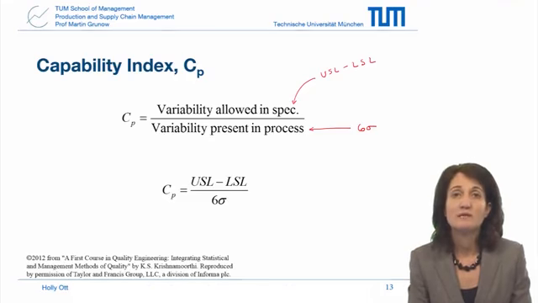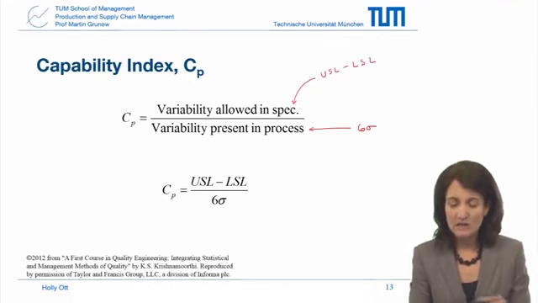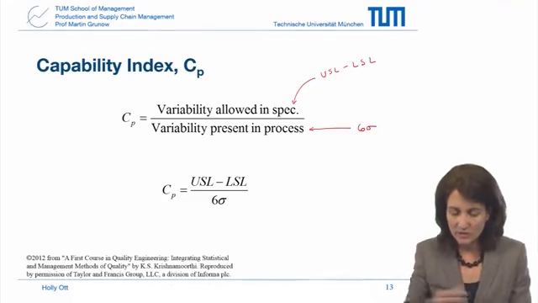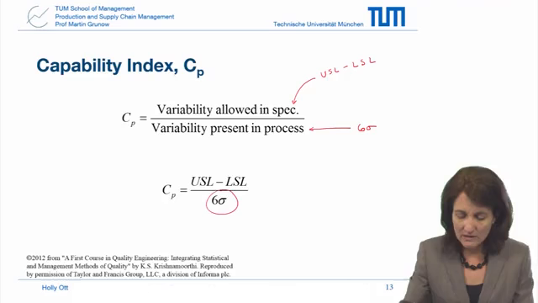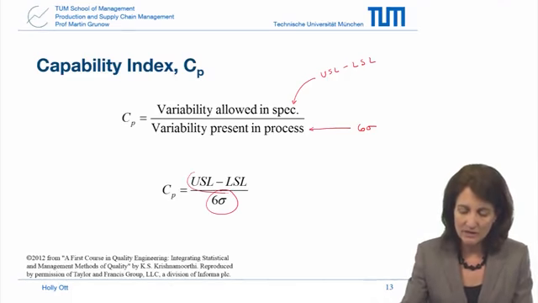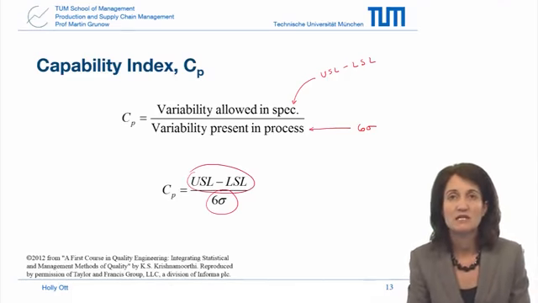And what this CP index is doing is then comparing these two. And we know that 99.73% of the process output is within these specifications. We compare if that is contained within the process specifications.